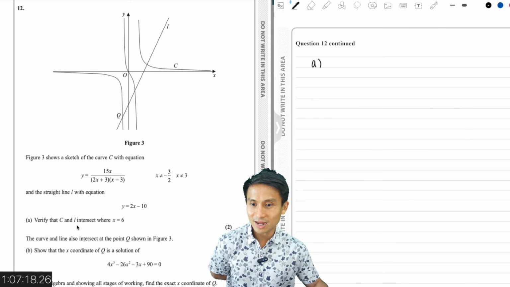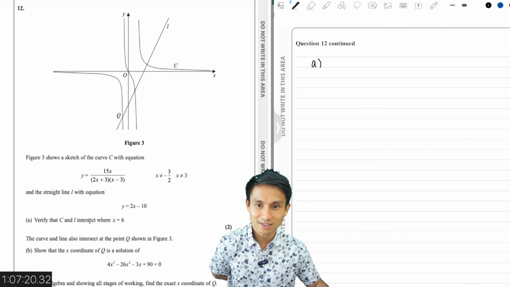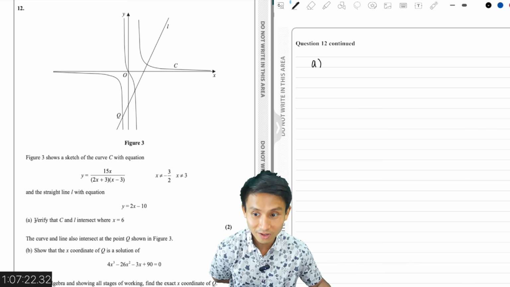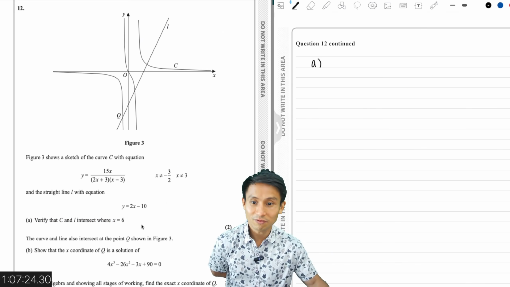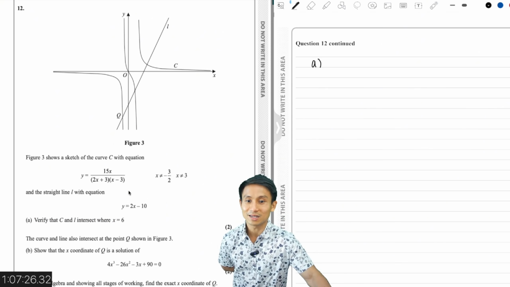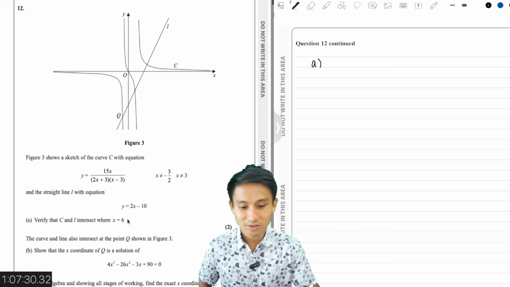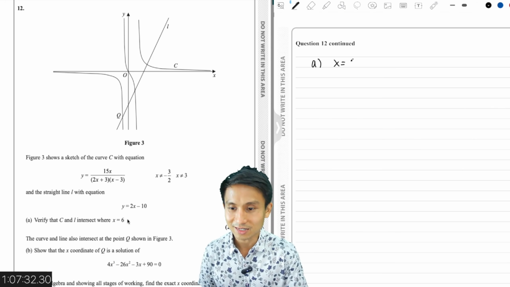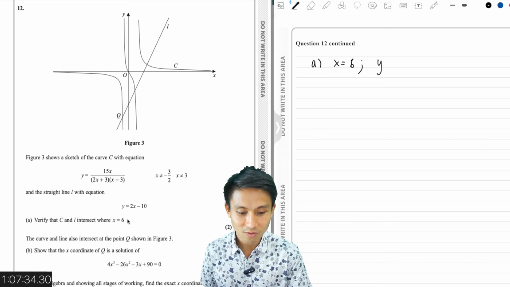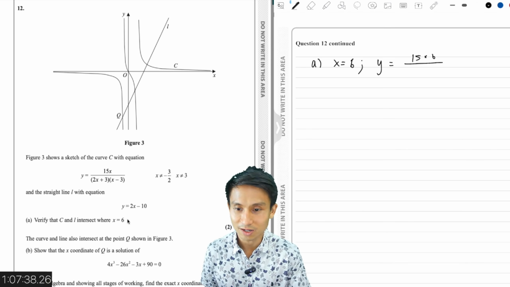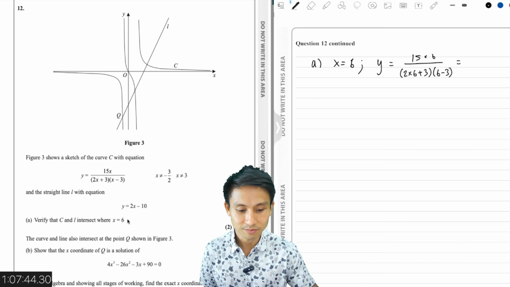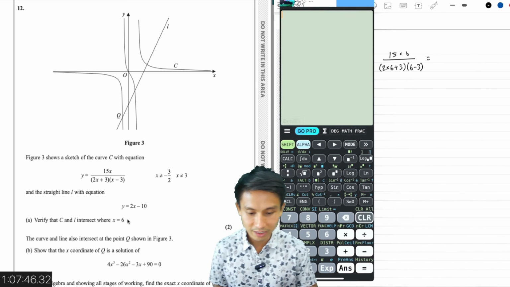Verify that C and L intersect where x equals 6. Verify, not show. Verify means you can plug 6 in the 2 functions and get the same y value. So at x equals 6, I get y from the curve 15 times 6 divided by 2 times 6. We just need to show the working here. Just the plugging in there basically.